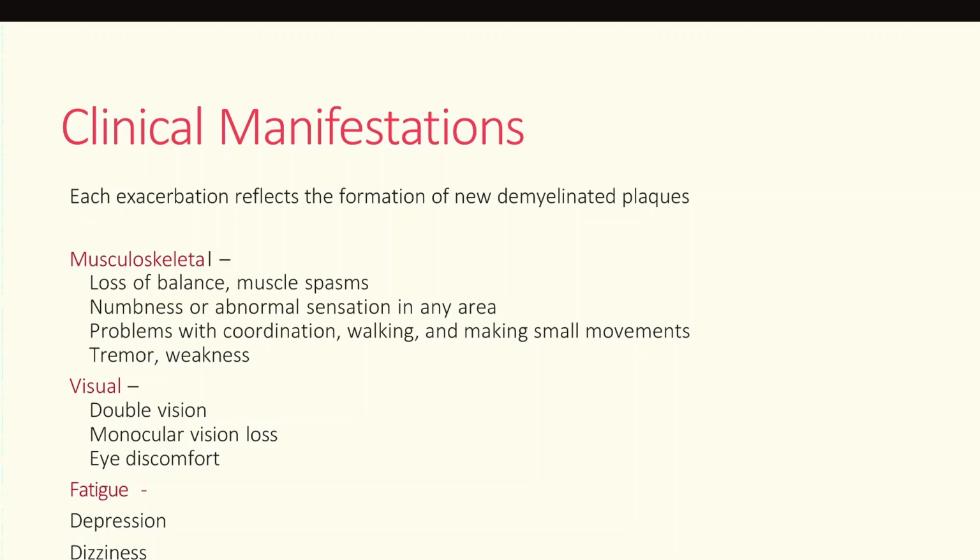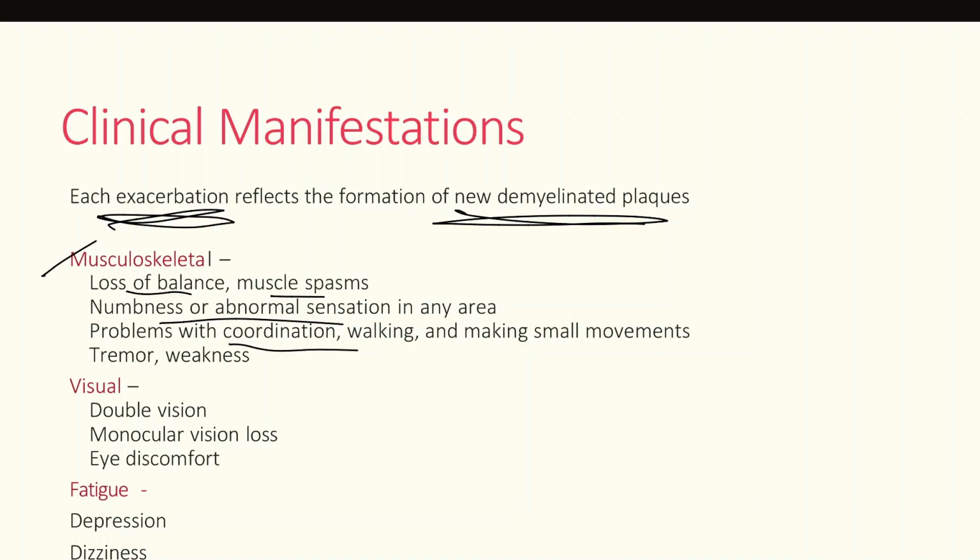So the clinical manifestations for multiple sclerosis, what are they going to present with? Again, each exacerbation of MS is a new demyelinated plaque. That's why I say time and space, just like Dune. Wherever they have a flare-up, it's a new lesion in a new part of the spinal cord or the brain. Musculoskeletal issues, loss of balance, muscle spasms, numbness or abnormal sensation in any area. Why is it vague? Again, because it could be any area. We don't know. It just depends on where the plaque forms with these MS patients.